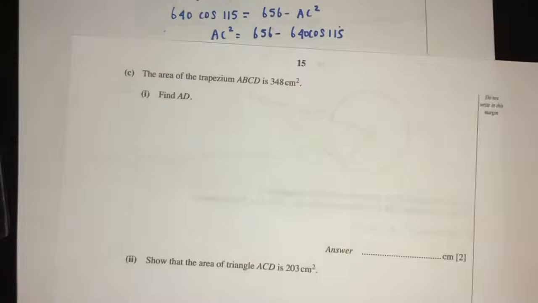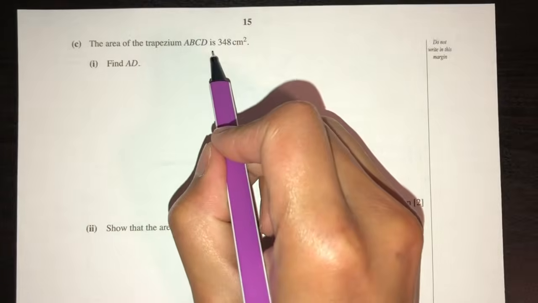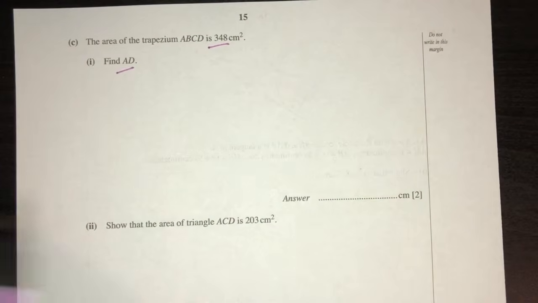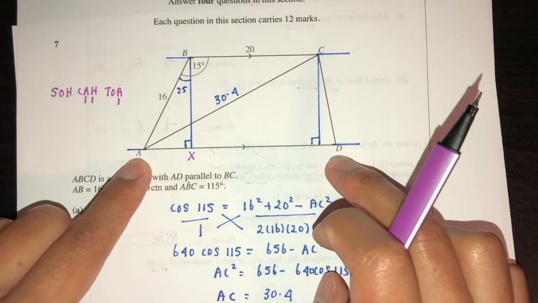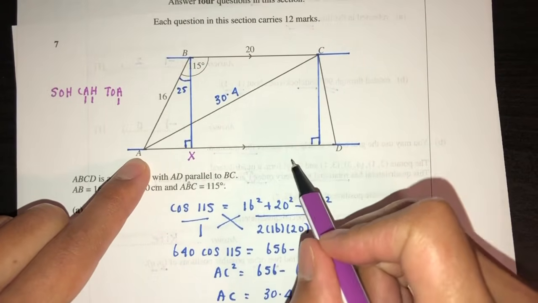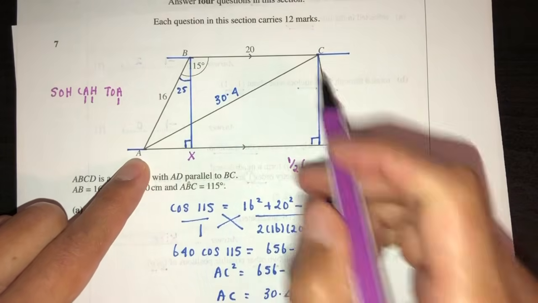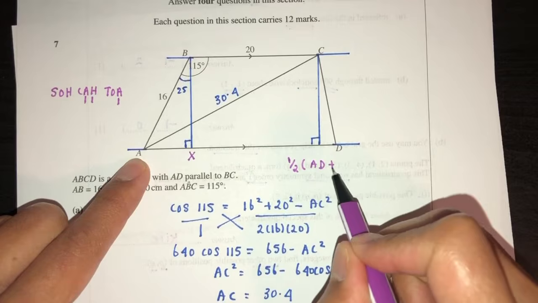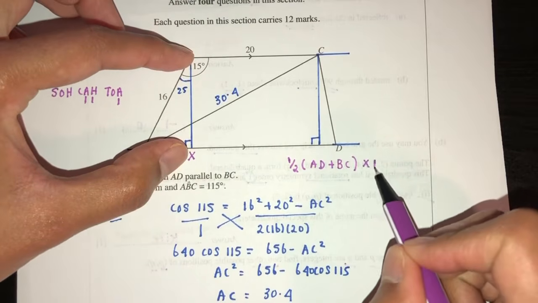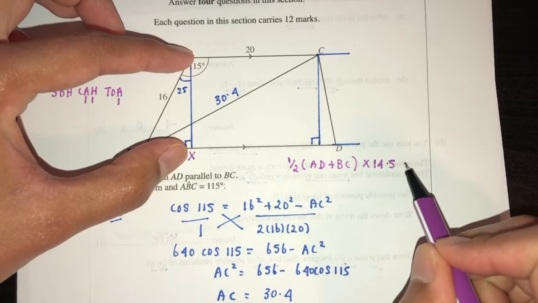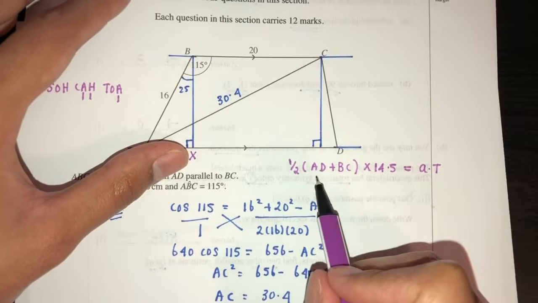Now let's move on to part C. It says the area of the trapezium is this. Find the length of AD. Now, AD is this length. So how would you find the area of a trapezium? We can use the formula, which is half times the sum of the parallel sides, AD plus BC, times the perpendicular distance, which is 14.5. So let's use this to find the side AD.